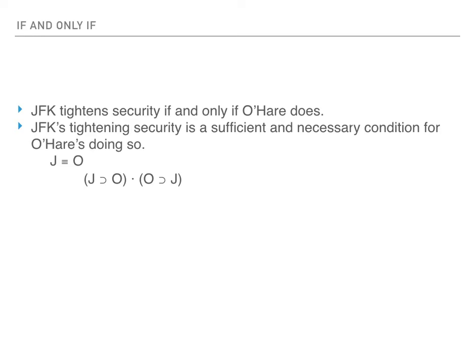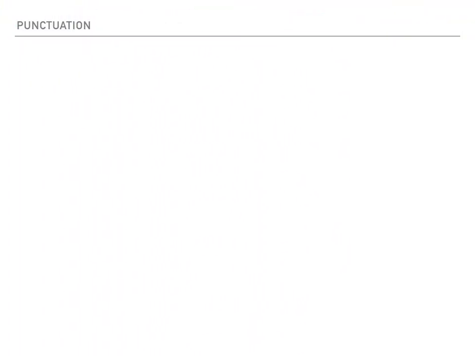So if JFK's tightening security is a sufficient condition for O'Hare's doing so, then that tells you J horseshoe O. That's because being sufficient tells you it goes into the antecedent. If JFK's tightening security is also a necessary condition for O'Hare doing it, then that tells you the J goes in the consequent. So what that's really telling you is that you have both of these things: J horseshoe O and also O horseshoe J. And that's really where the "if and only if" comes from, because the J horseshoe O part is from English saying "J only if O." That's the way you would translate "J only if O," whereas on the other side, we get "J if O." If you put those two things together, you get "J if and only if O." And that's what the triple bar really expresses.